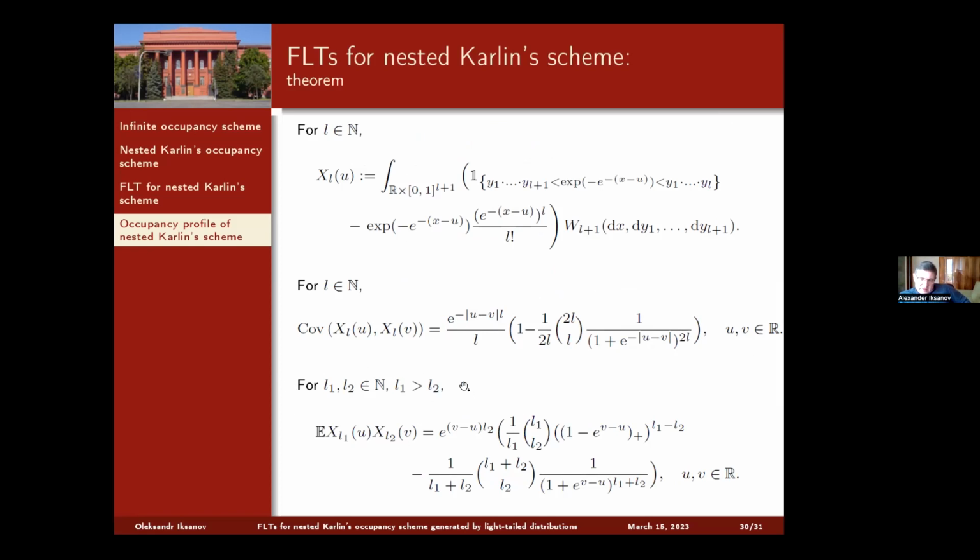And finally, there is, I think, a not too complicated explicit formula for the cross covariances of the limit processes XL1 and XL2. I recall that XL1 is the limit process for the number of boxes containing L1 balls, and XL2 is the limit process for the number of boxes containing L2 balls.